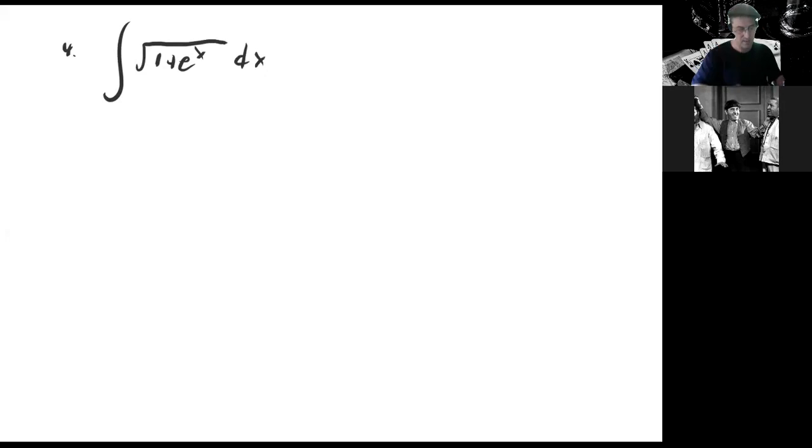And now you might say, because of what happened last time, let u equal the square root of 1 plus e to the x. If you try that, you end up with a mess. It's messy and it won't go anywhere, so I'm not going to do that. So I'm going to try something else. There are not many things to try, right? So we could try letting u equal e to the x. Let's see where that gets us. Then du is e to the x dx.